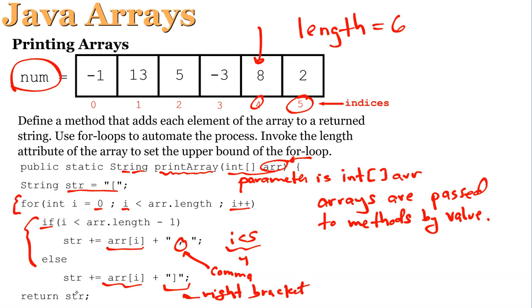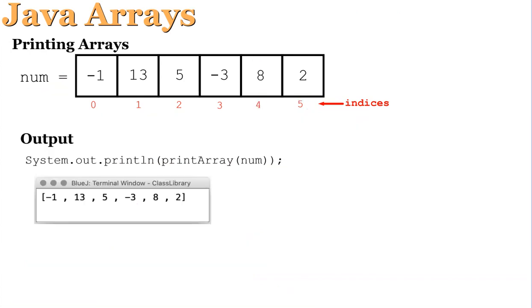And then once that string is done being constructed, the method returns str, and then str can be printed by the println method. So here you see that the System.out.println calls the printArray method, sends the numArray to it, and here is the output we get because we started with the left bracket. We added commas if it was the second to last element or earlier in the array index list. And when it was the last element, it got followed by a right bracket. And this is our output.